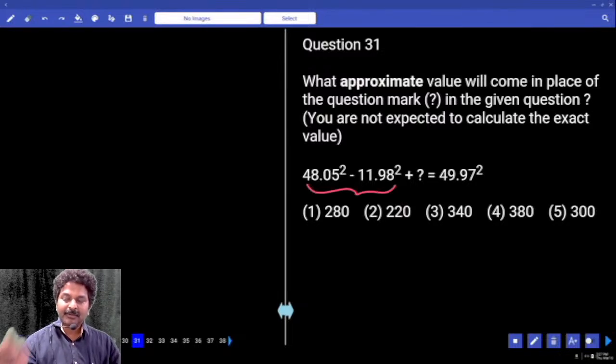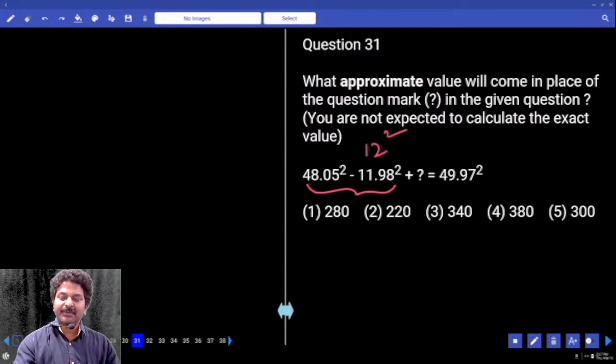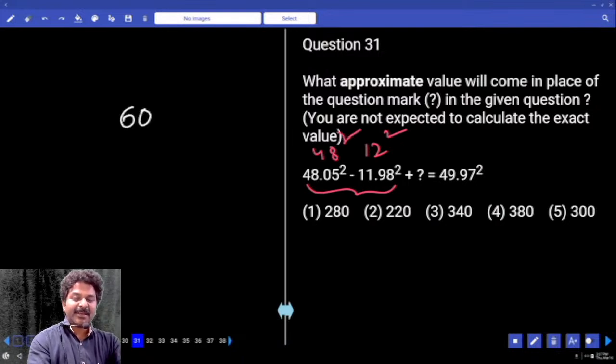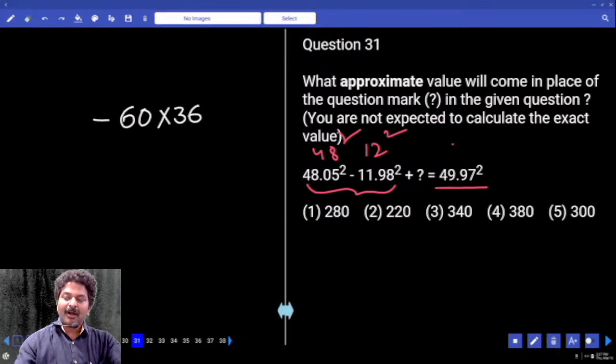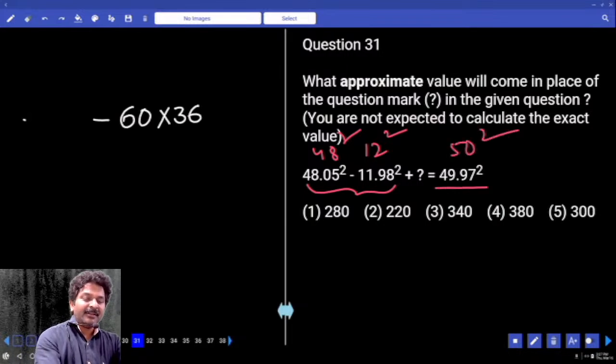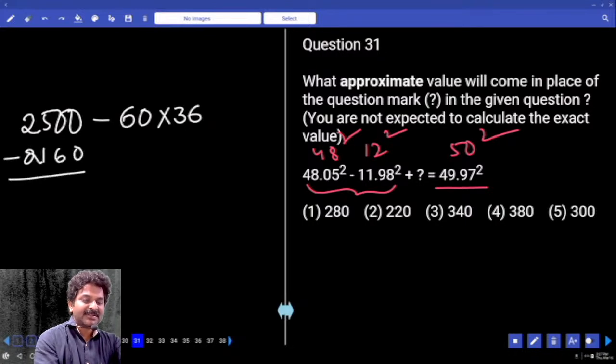Right. Look at this. This is in the form of a square minus b square, which is (a plus b) into (a minus b). 48 square minus 12 square: a plus b is 60, a minus b is 36. If this value goes to the right hand side, it becomes minus. Already on the right hand side we have 50 square, which is 2500 only. 6 square, which is 6 cube only. That means 216 minus. Answer 340.